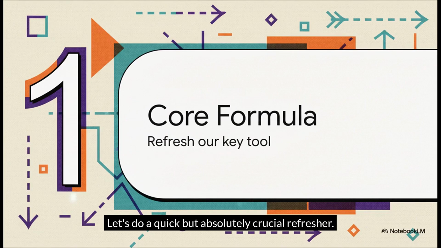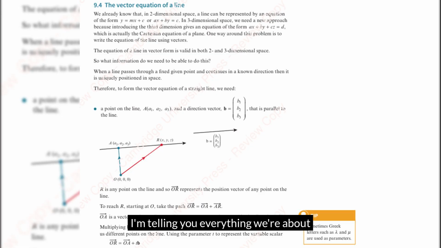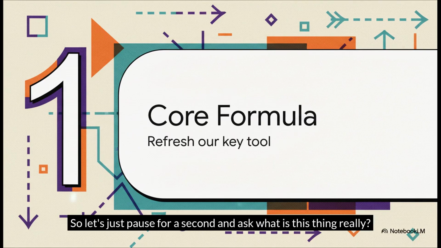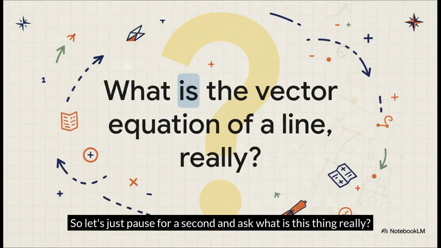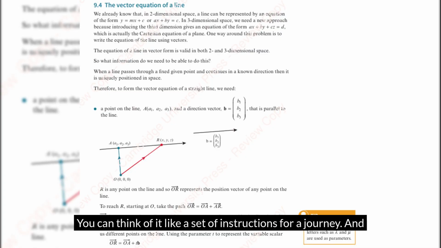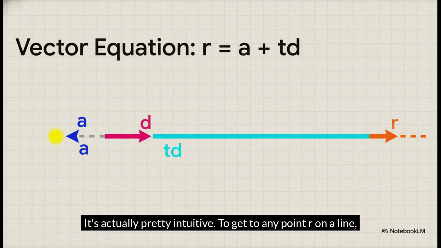Let's do a quick but absolutely crucial refresher. I'm telling you, everything we're about to do hinges on this one formula. So let's make sure we're all on the same page. Let's just pause for a second and ask, what is this thing really? The vector equation of a line. I mean, it's more than just a bunch of letters and symbols on a page, right? You can think of it like a set of instructions for a journey. And here it is. It's actually pretty intuitive.